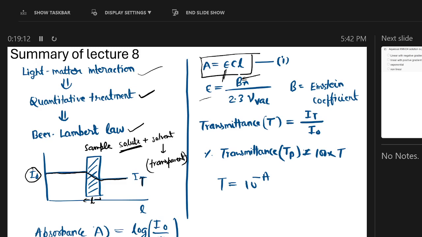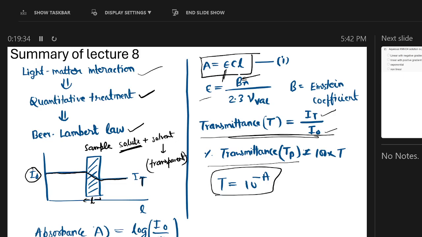And we also saw transmittance. For transmittance, you calculate the intensity of transmitted light divided by the initial intensity of the light, and further we calculated the percentage of the transmittance. It is 100 times transmittance. And how these are related to each other we can calculate here.